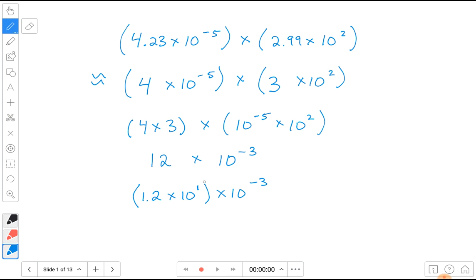Again, we have base 10, and we're multiplying them, so we'll add the exponents. Okay, so 1 plus negative 3 is negative 2. So 1.2 times 10 to the power of negative 2. This is our estimate of the answer for this question here.